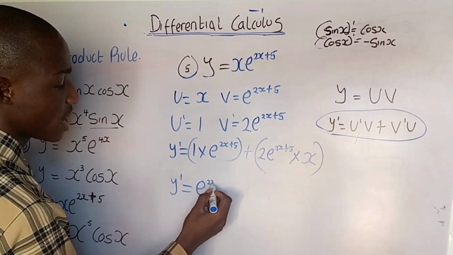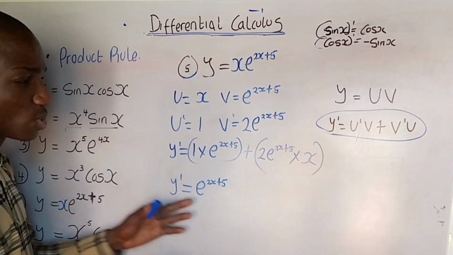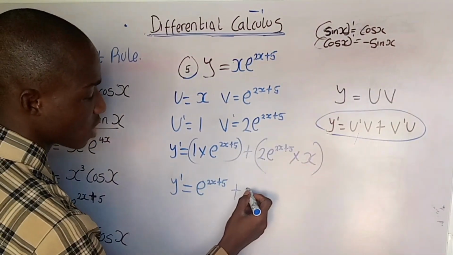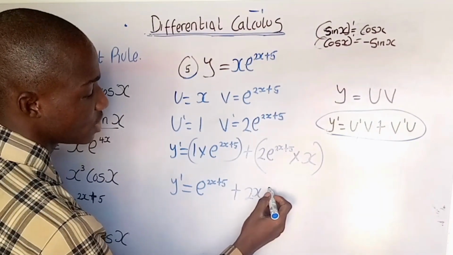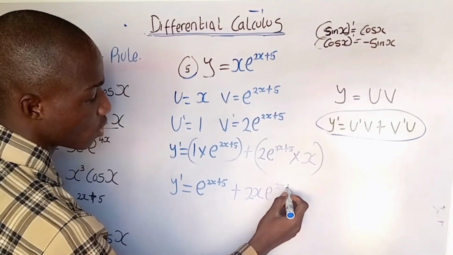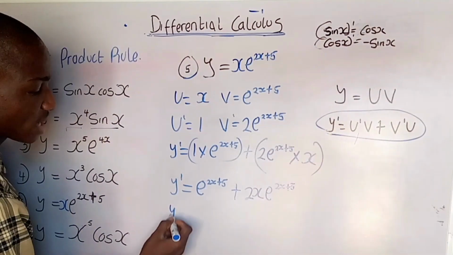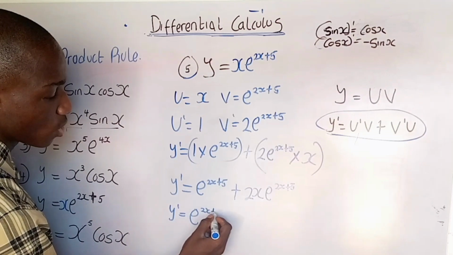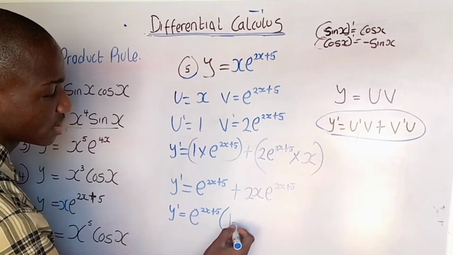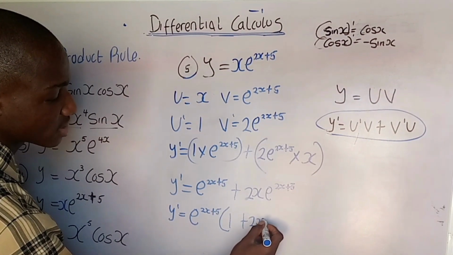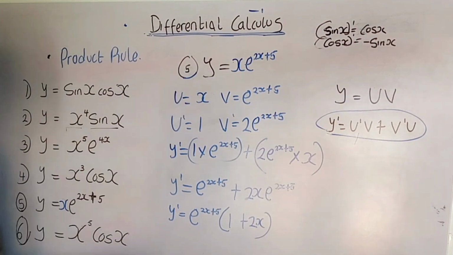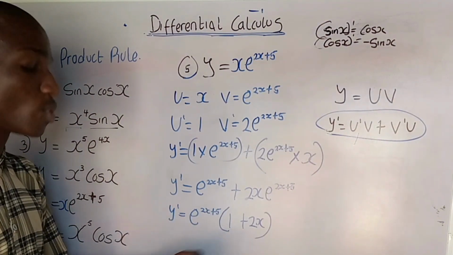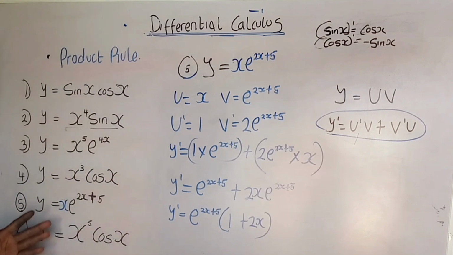Then solving the bracket, I'm going to have the derivative of y is equal to e raised to the power of 2x plus 5 plus x multiplied by 2, that is 2x, so I'm going to have 2x e raised to the power of 2x plus 5. In this case, I can factorize e raised to the power of 2x plus 5 out. So I'm going to have e raised to the power of 2x plus 5 into bracket 1 plus 2x. So the derivative of y is equal to e raised to the power of 2x into bracket 1 plus 2x. So that's the derivative of question number 5.